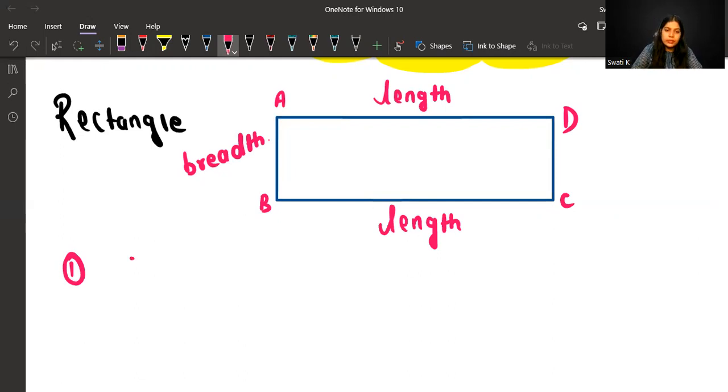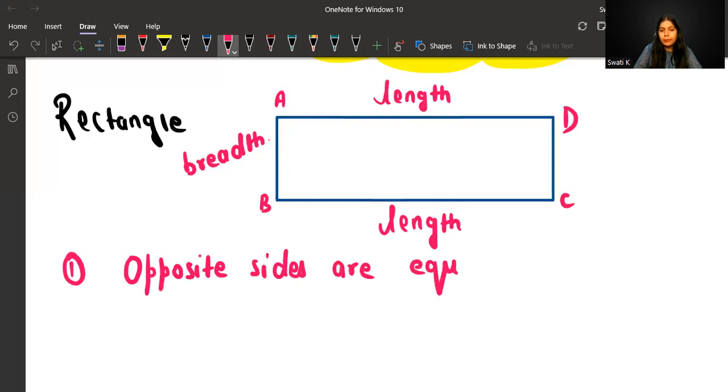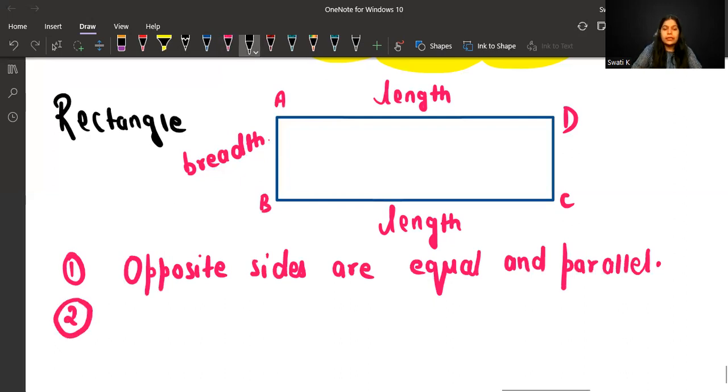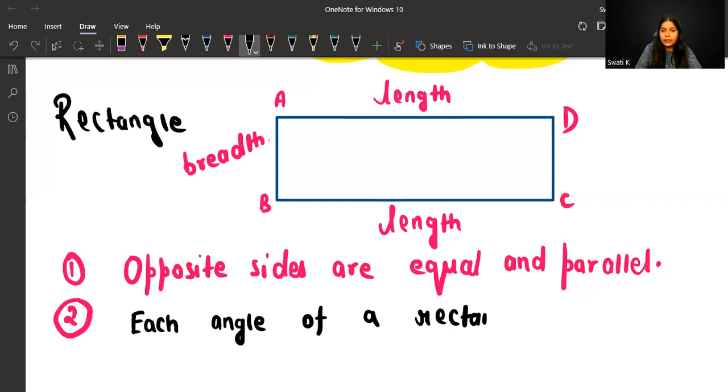So the very first is opposite sides are equal and parallel. Opposite sides are equal and parallel. Next, this is a very interesting property: each angle of a rectangle is 90 degrees. So each angle of a rectangle is 90 degrees.